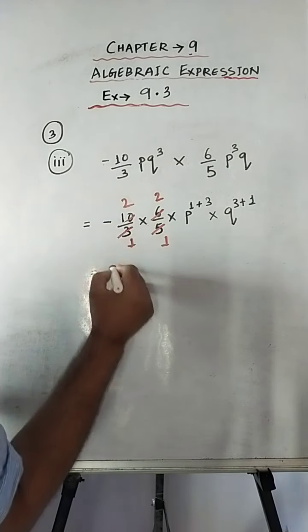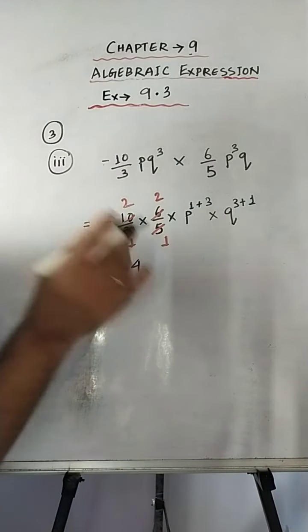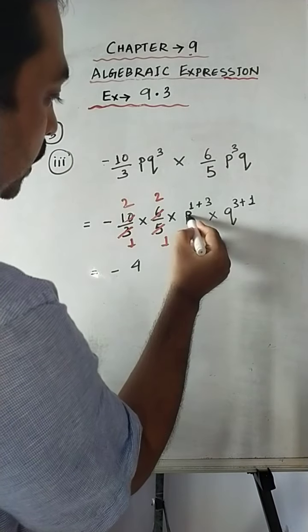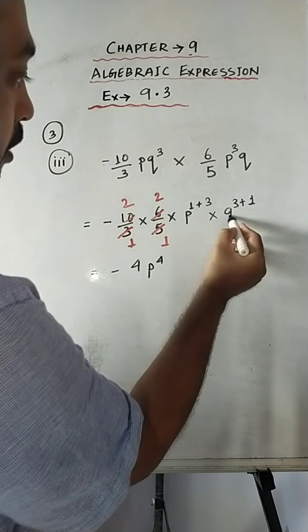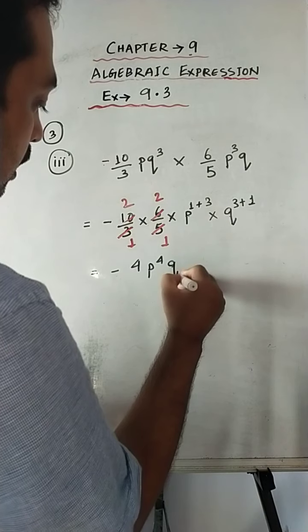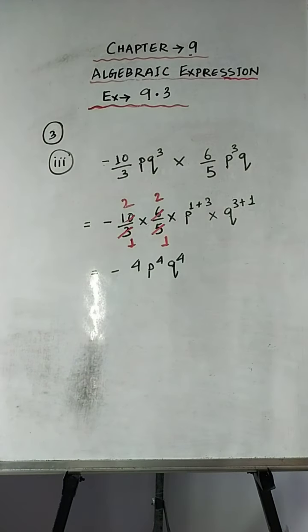So before that we have to write this minus sign. Now 2 2s is 4. As the denominator is 1, I'm not writing that. So p to the power 1 plus 3 is p to the power 4. You can write directly, and q to the power 3 plus 1 will be q to the power 4 as well. So this is the solution of sum number 3.